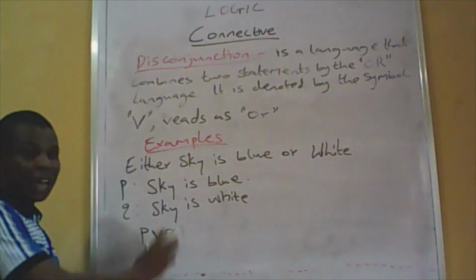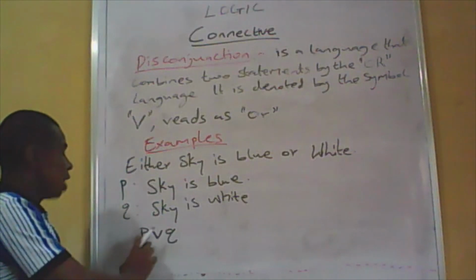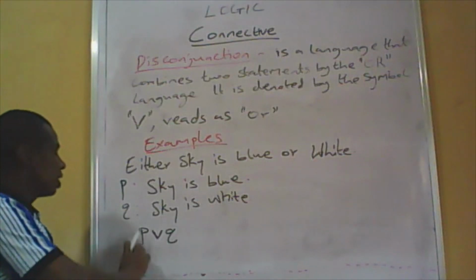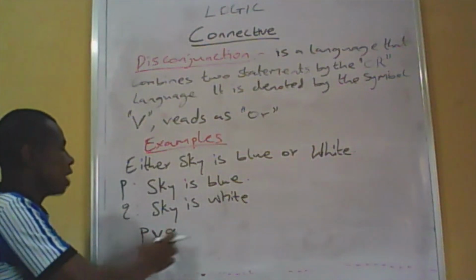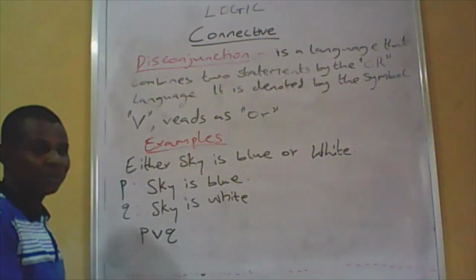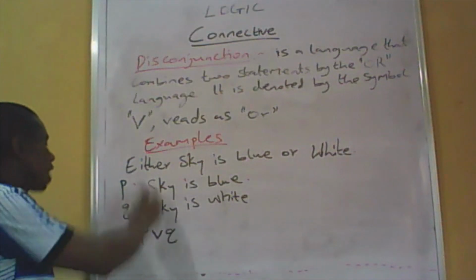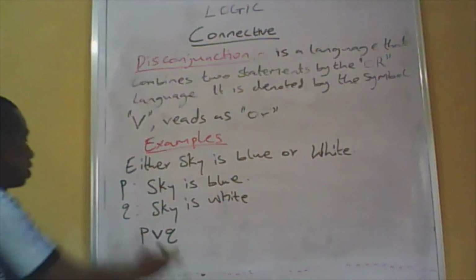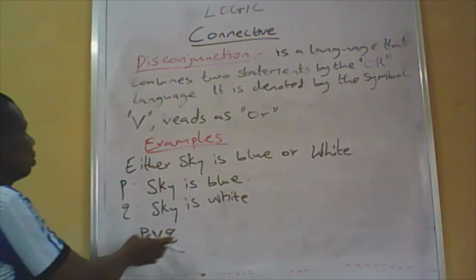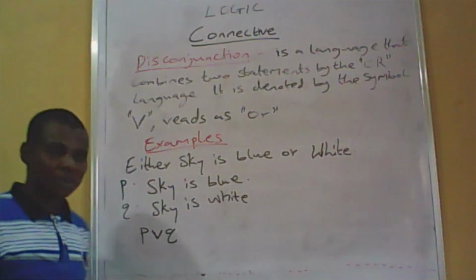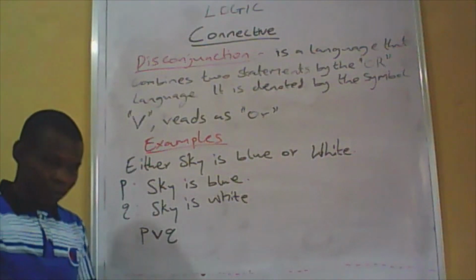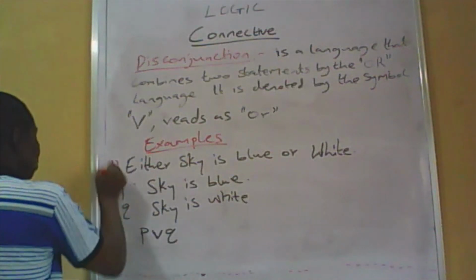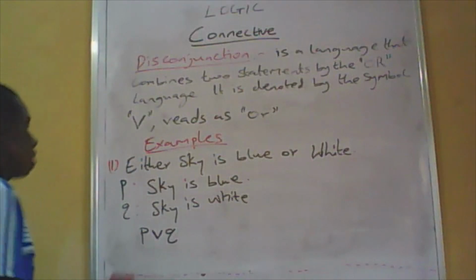That means we can read it as "either sky is blue or white", or we say "sky is blue or sky is white". But the standard form is "either sky is blue or white". So that is the example of this connective. That is the first example. Let's go over to the second example.